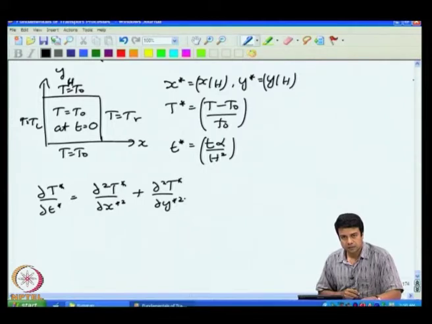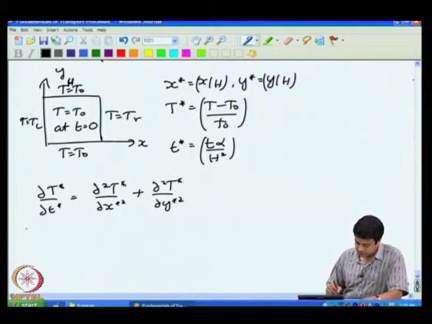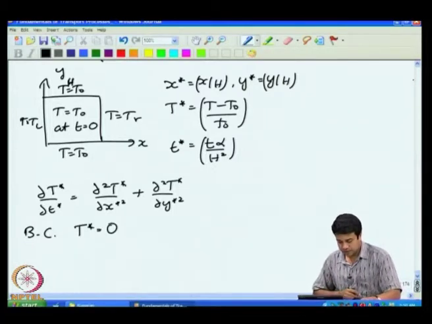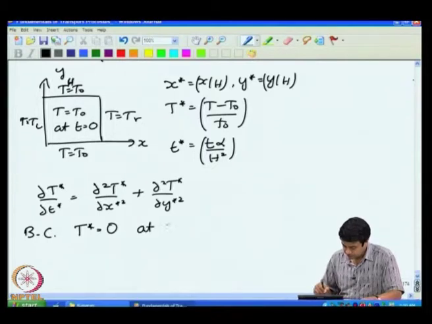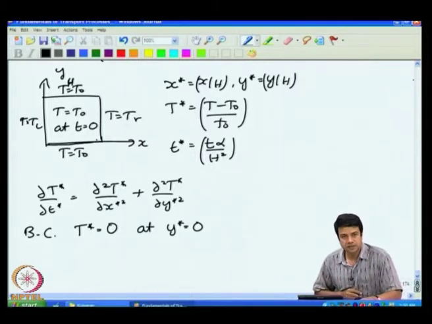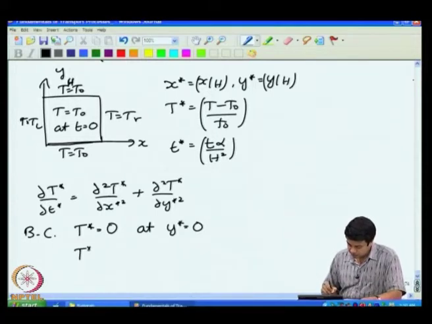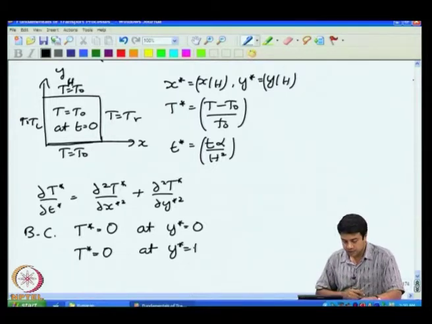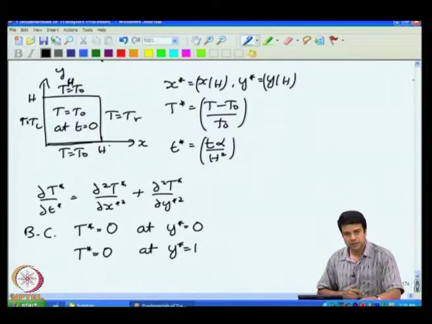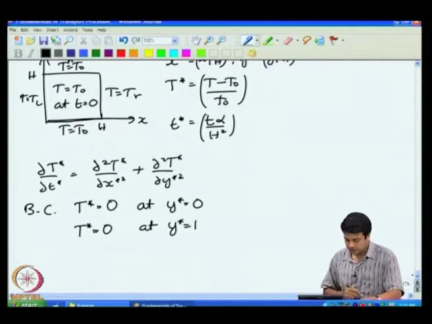What are the boundary conditions? The boundary conditions are T star is equal to 0 at y star is equal to 0, that is this bottom face. At the bottom face T is equal to T naught, and therefore, T star is equal to 0. T star is also equal to 0 at y star is equal to 1. y is equal to h is the top face, therefore, y star is equal to y by h is equal to 1. So, therefore, T star is equal to 0 at y star is equal to 1.